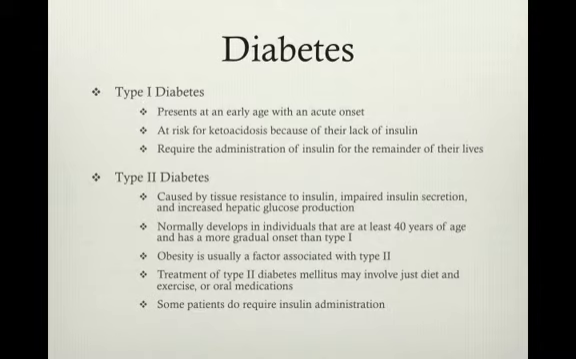Type 2 diabetes is caused by a tissue resistance to insulin, impaired insulin secretion, and increased hepatic glucose production. It normally develops in individuals that are at least 40 years of age and has more of a gradual onset than type 1. Obesity is generally a factor associated with type 2. Treatment of type 2 diabetes mellitus may involve just diet, exercise, or oral meds, or all three. Some patients do require insulin administration with this as well.